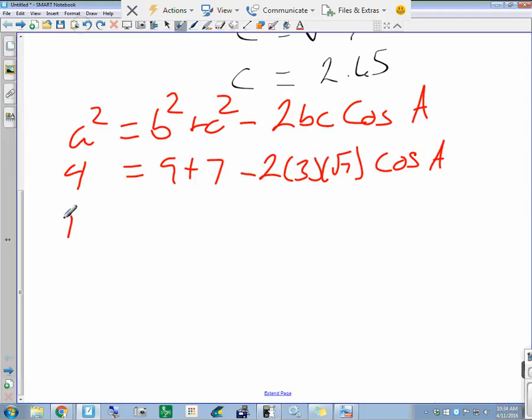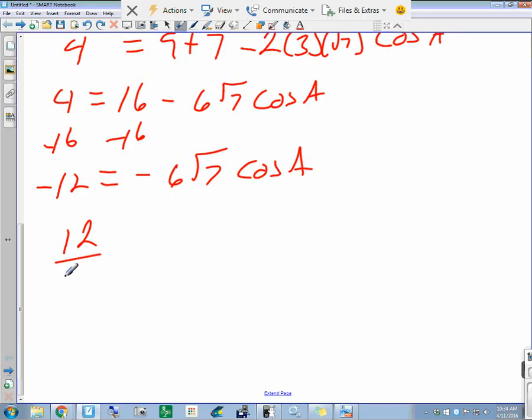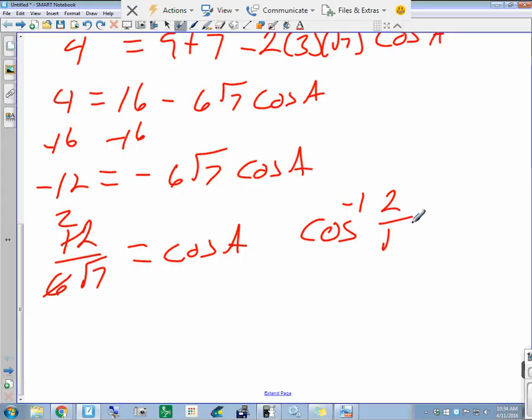Yeah, you do. So 4 is going to be equal to 16 minus 6 square root 7 cosine A. Subtract 16, so we end up with negative 12 is equal to negative 6 square root of 7 cosine A. So that's going to give us 12 over 6 square root 7 cosine A. So what I would do is write inverse cosine of 2 over square root 7 is going to be equal to what A is.